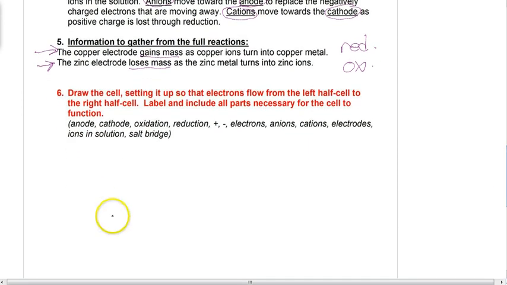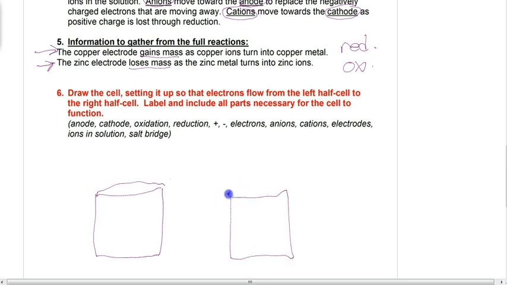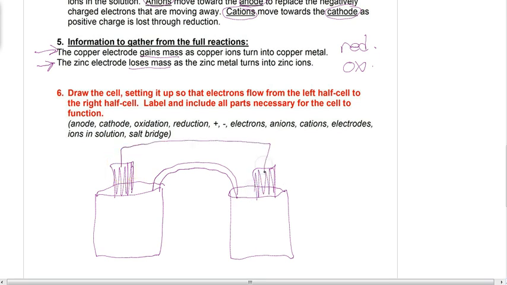Let's draw up this cell based on all that information that we know. So you start by drawing a beaker, and I'm not the greatest artist, so you don't need to be either. We start by drawing 2 beakers connected by a salt bridge. And in one is a metal, in the other is the other metal, and we will connect them with a wire.